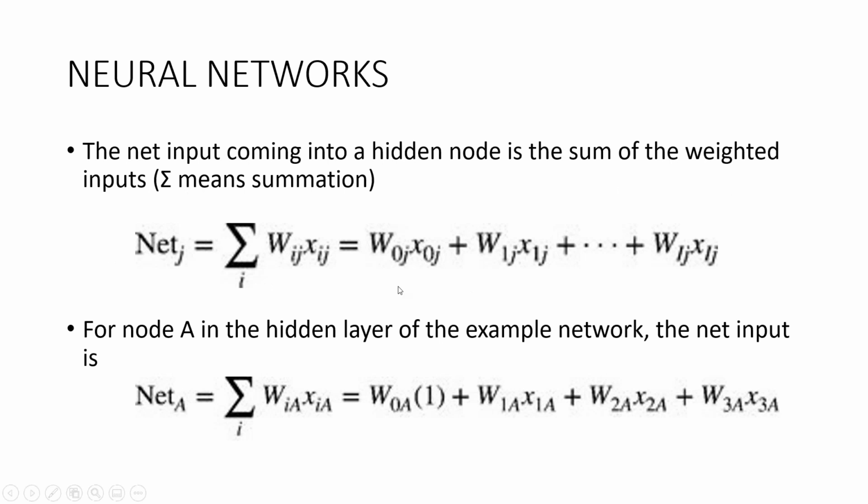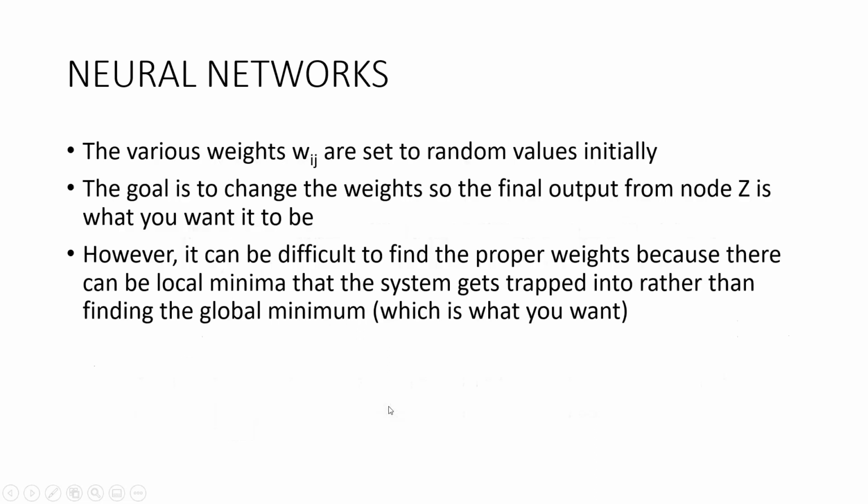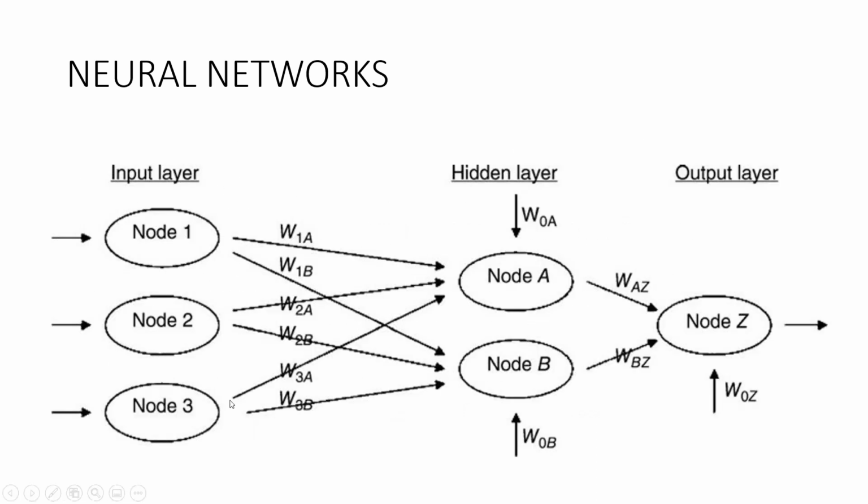So as I said, at a given node, you're taking a weighted sum of the input. So here's what it would be from node A in that previous diagram that I showed you. Here's coming in, it's weight 1A times the input 1, plus weight 2A times the input 2, plus the weight 3A times the input 3, and then plus those bias weights. That's the input that's coming in to node A here.